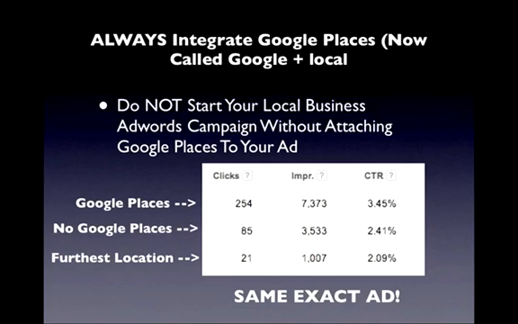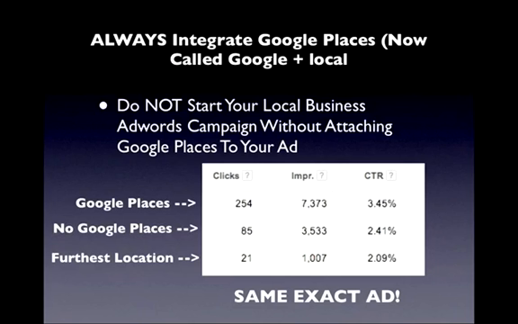I'll go more into CTR and what a good CTR is in future videos, and I'll explain a little bit more about that. But just know that 3.45 is pretty good. 3.45 is a very good CTR. 2.41 is pretty good, and 2.09 is good, but not outstanding. And I want to explain to you what the difference is here, because this is the same exact ad running.